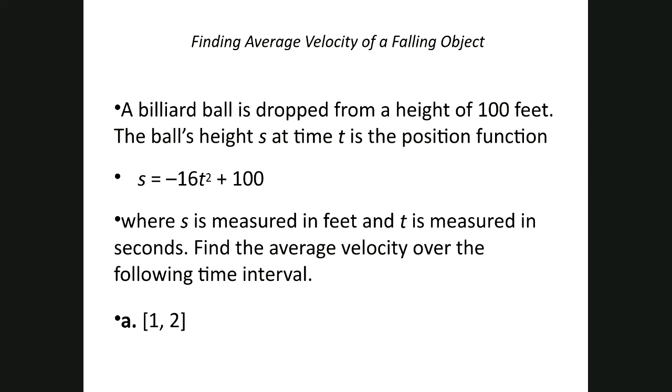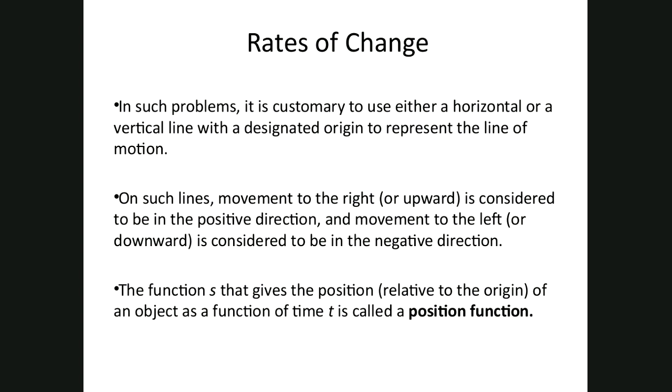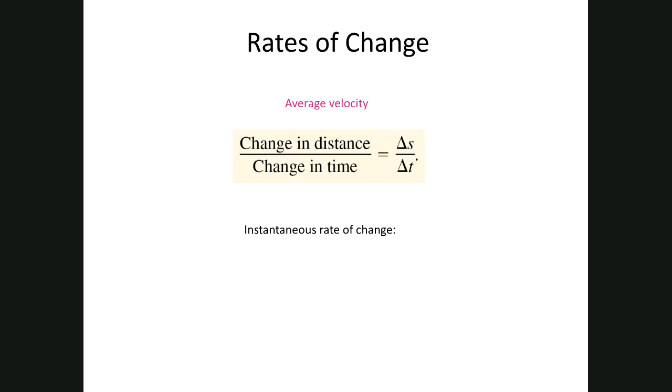So here's a problem that we could do. It says a billiard ball is dropped from a height of 100 feet. The ball's height at time t is the position s equals negative 16t squared plus 100, where s is measured in feet and t is measured in seconds. Find the average velocity over the following time interval. So we're finding the average velocity. And again, average velocity is the change in distance over the change in time.